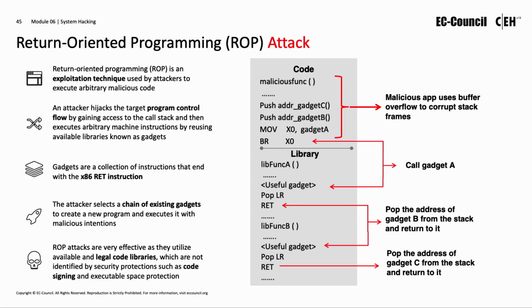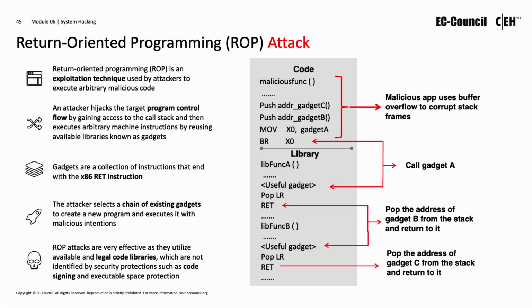What you do is gain control of the call stack of the app and execute existing code snippets. They're already there. They already work within the program, within the shared libraries. These code snippets that are already there are called gadgets. What is a gadget? It's a small sequence of instructions that usually end with, if you look at the code on the right side, RET. See that RET? Or return instruction.